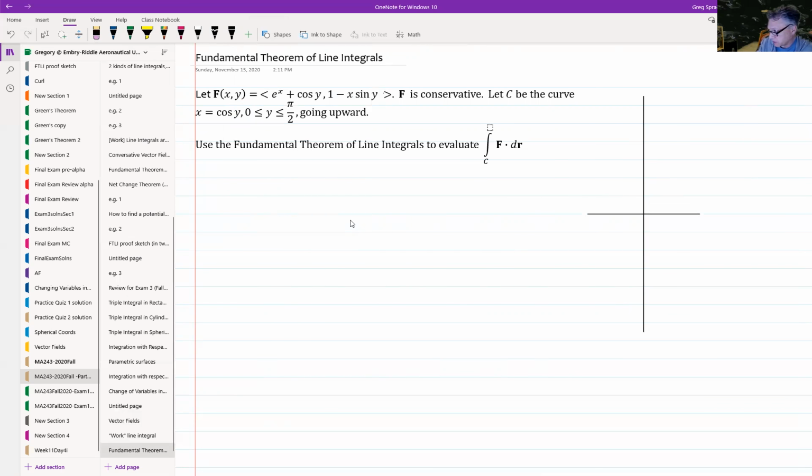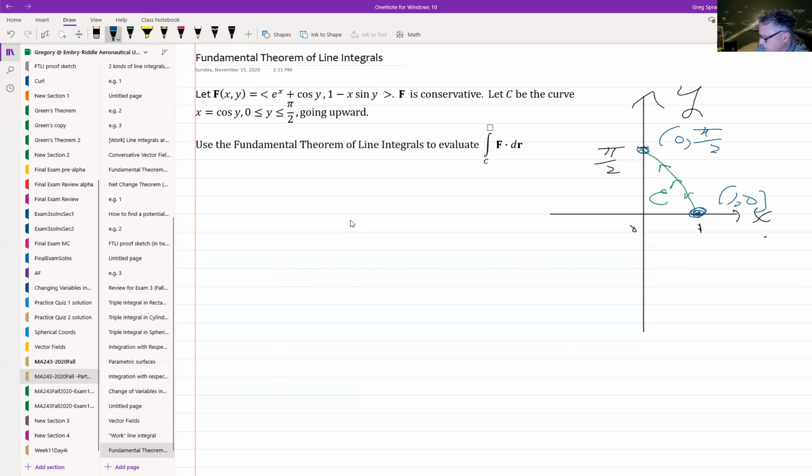I'll sketch the curve, and the only reason I'm sketching the curve is so I can see what the endpoints are. So x equals cosine y, y goes from 0 to pi over 2. The cosine of 0 is 1, cosine of pi over 2 is 0. Okay, so that's what our curve looks like. It starts at (1, 0) and ends at (0, pi over 2).